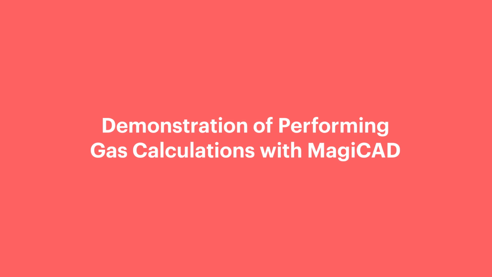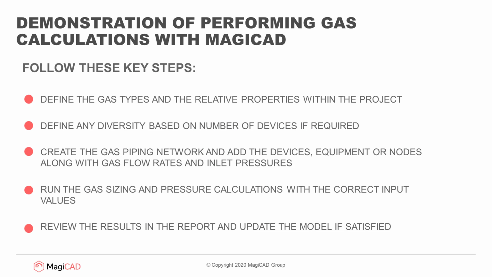Now let's look at a demonstration of performing these gas calculations within MagiCAD. There's a certain number of key steps in the process of using MagiCAD for gas calculations. These are, at least, defining the gas types and the properties of these gas types in the project. This could be calorific value, density, viscosity and things like that.